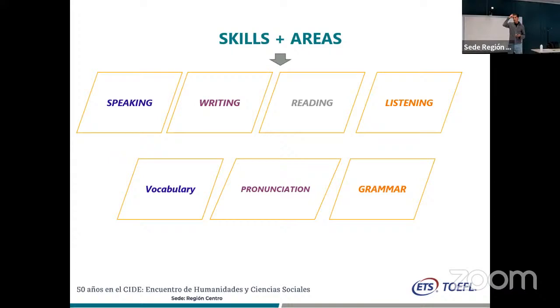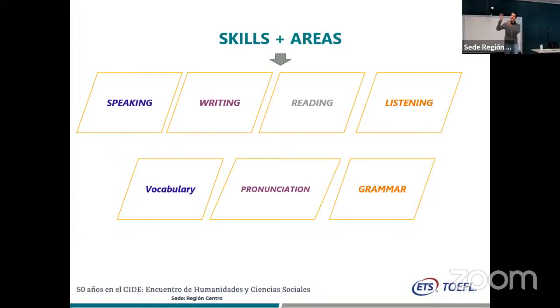All right. We will begin by analyzing the areas and the skills, because according to the type of exam, some of them evaluate some areas and some skills. The two types, the most famous types are IELTS. IELTS is another test that we will talk about later. It's the IBT, which is internet-based, and the institutional one, also known as ITP.